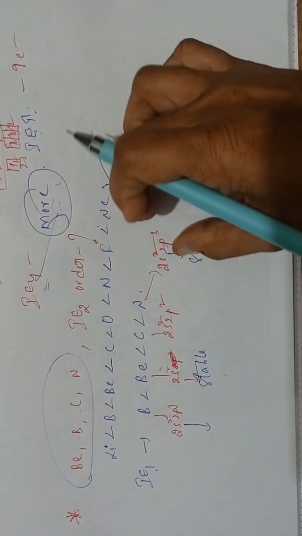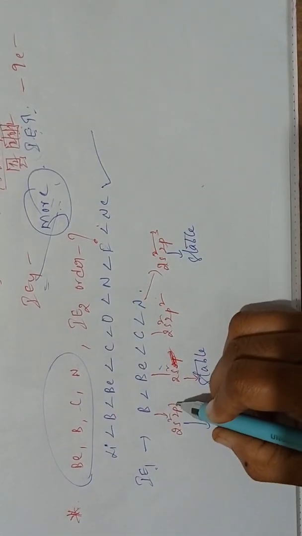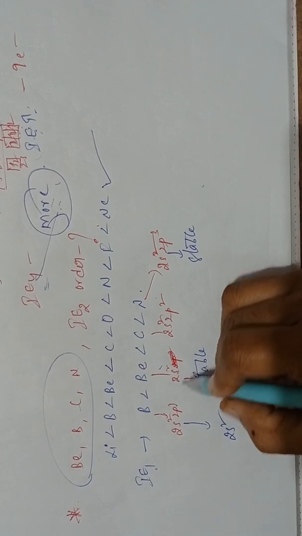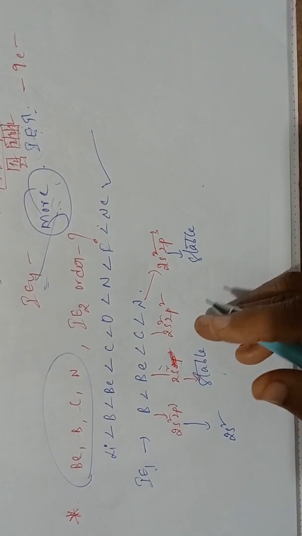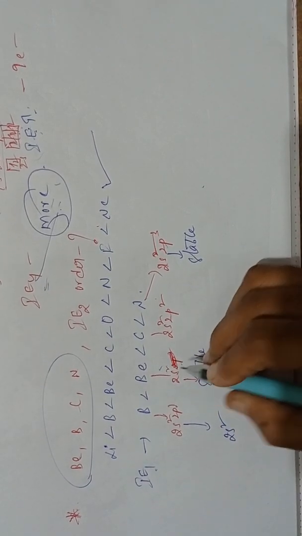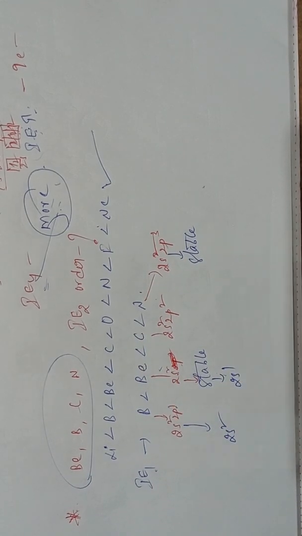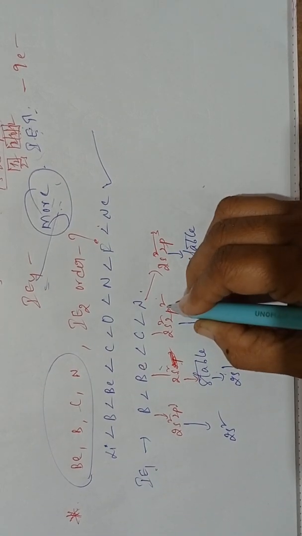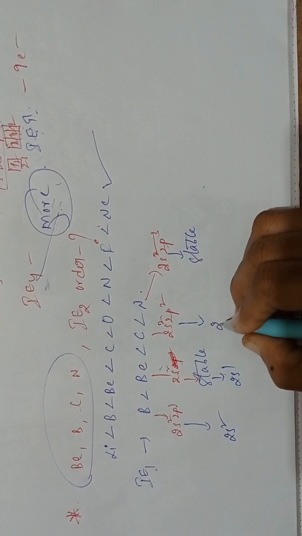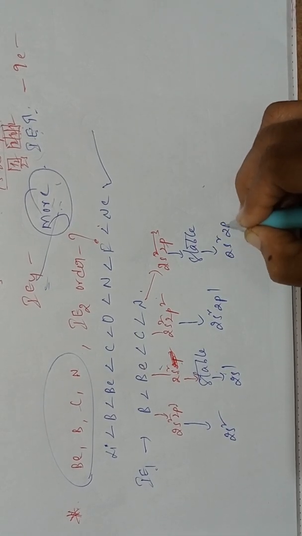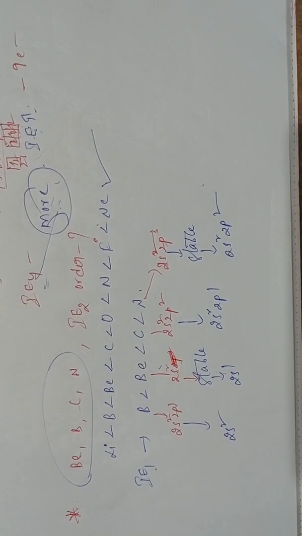Now we remove one electron from each element. What will we get? From beryllium you will get 2s1. From boron, by losing one electron, you will get 2s2. Here 2s2 is a stable configuration, so more energy is required. From carbon you will get 2s2 2p1, and from nitrogen you will get 2s2 2p2. Are you clear?